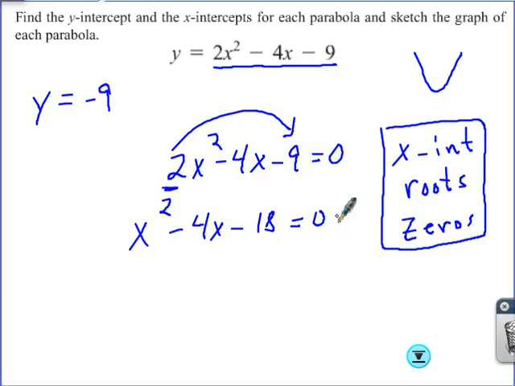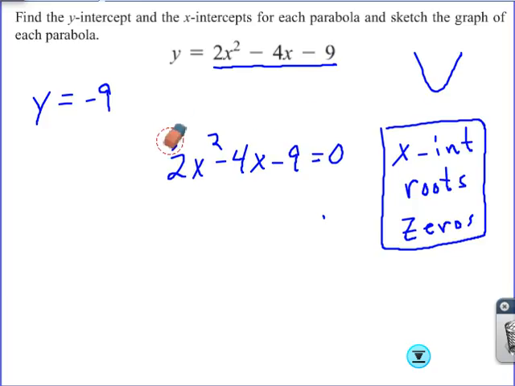What adds to give me negative 4 and multiplies to give me negative 18? Anybody know? Nothing. Nothing does. So what does that tell you about this problem? It cannot be factored. What does that tell you? If it cannot be factored, your roots, your zeros, your x-intercepts are not going to be nice, clean x-intercepts.